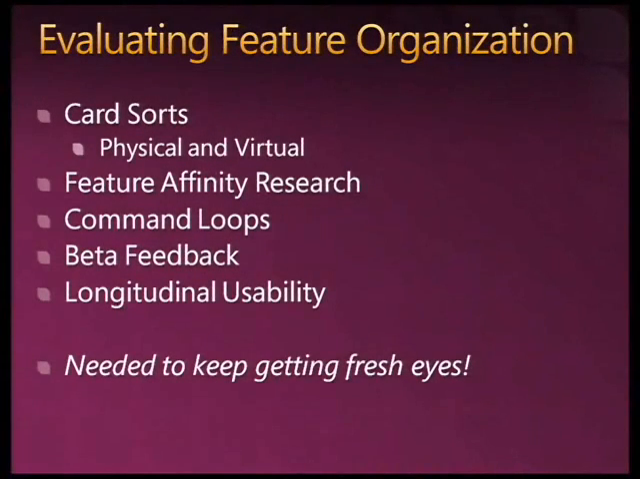So we have a lot of different ways of evaluating feature organization. We looked at things like feature affinity research, which is how do people use sets of things together. We do card sorts, and I'll show you the card sort thing that we use in a second. We look at command loops, which is if you have two commands that you use over and over again, and they're on different tabs, every time it requires an extra click to switch tabs: use this one, switch tab, use this one, switch tab, use this one. So you have to get the command loops eliminated.